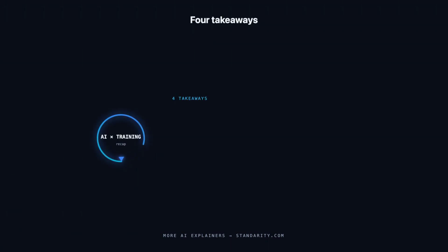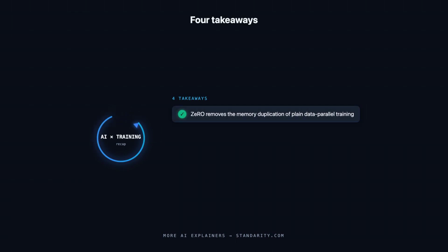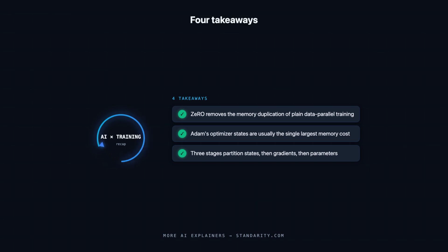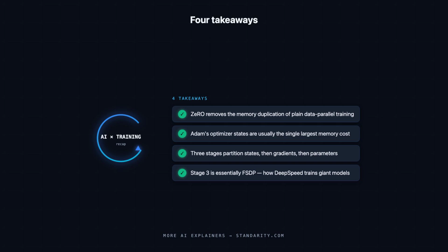Let's gather the essentials into 4 takeaways worth keeping. The Zero Redundancy Optimizer from Microsoft DeepSpeed removes the memory duplication that plain data parallel training wastes. With Adam, the optimizer states are usually the single largest memory cost, which is why Zero partitions those first. Progressive stages partition the optimizer states first, then the gradients, then the parameters, saving more memory at each step. That final stage is essentially what FSDP does, and it's how DeepSpeed trains models with hundreds of billions of parameters.